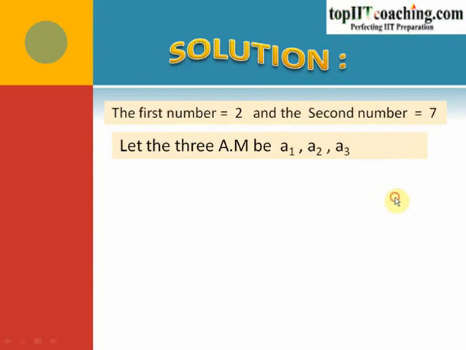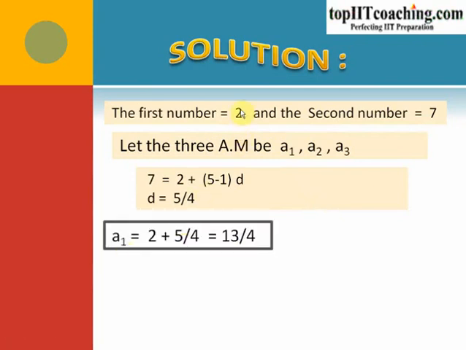Therefore the first term is equal to 2, last term is equal to 7, and the total number of terms become equal to 5. Thus we write 7 equal to 2 plus (5 minus 1) into d, or d is equal to 5 by 4. Thus the value of common difference comes out to be equal to 5 by 4. Therefore a1 would be equal to a plus d, and that is 2 plus 5 by 4, which comes out to be equal to 13 by 4.